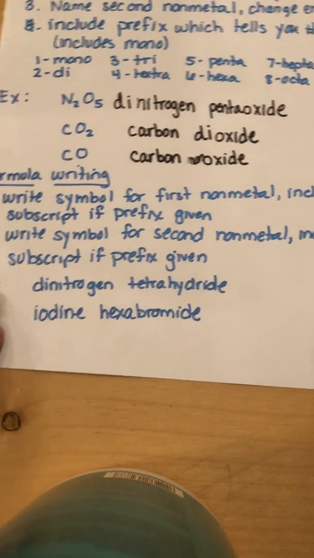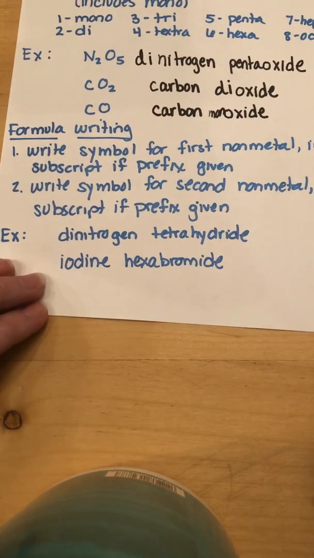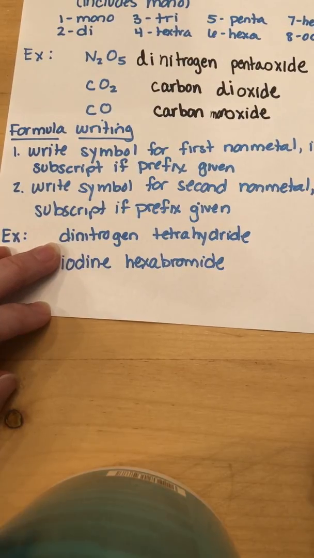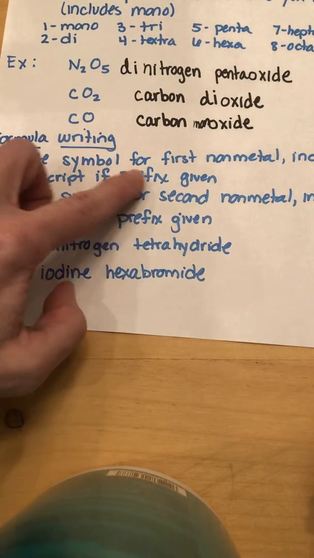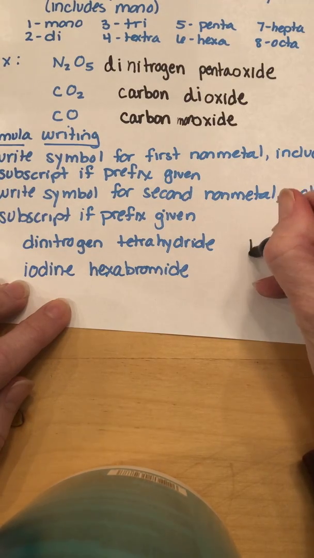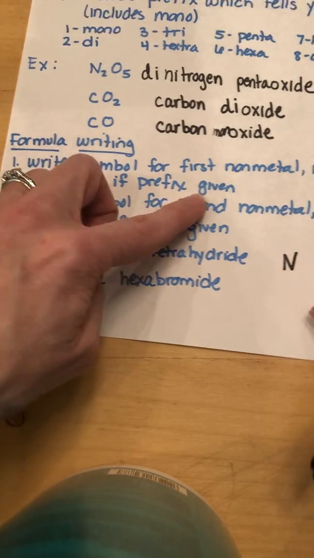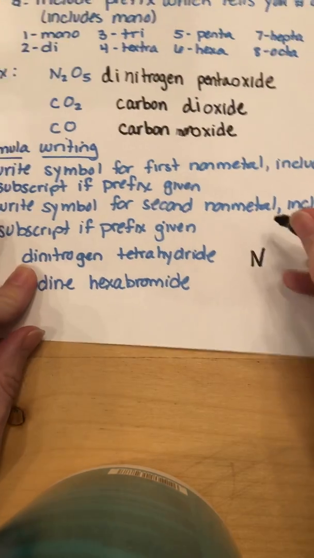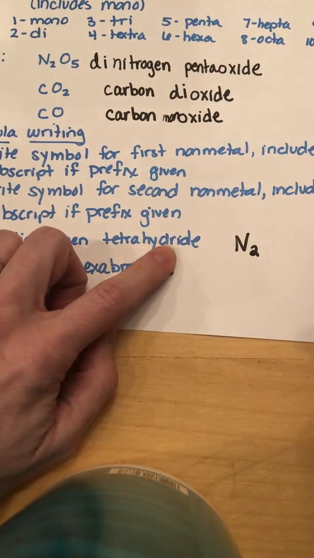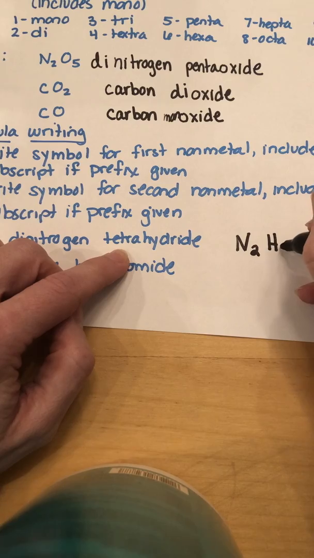All right, bumping down into formula writing. So going back the other way, there's 2 simple steps. Okay, we'll use this first one as our example. If you're writing the formula for a covalent molecule, the first thing you're going to do is write the symbol for the first nonmetal. So dinitrogen, so I'm going to write the symbol for nitrogen, which is N. And then it says include subscript if prefix is given. I am told a prefix of di, so that tells me I'm going to have 2 of them. And then I have tetrahydride. So hydride is hydrogen, and tetra means I have 4 of them.